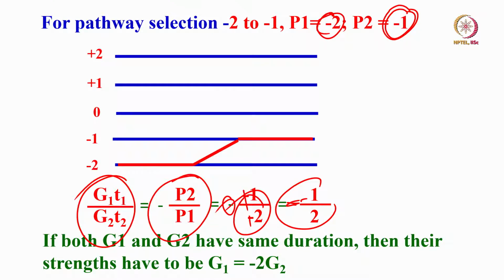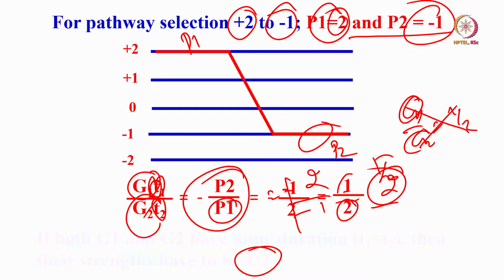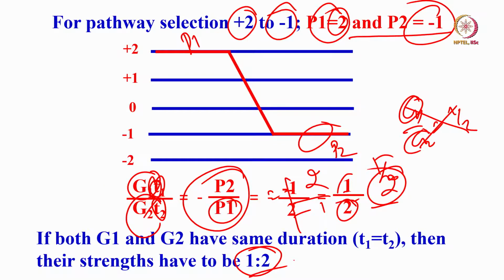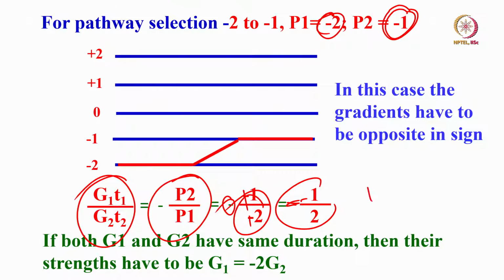In the previous example, remember G1 was equal to G2, you see here a 1:2 ratio. But here the same 1:2 ratio, but they should be opposite, 1:-2. G1 should be equal to minus of 2G2. So G1 should be equal to 2 times G2. Then I can select this particular pathway from P1 equal to -2 to P2 equal to -1.